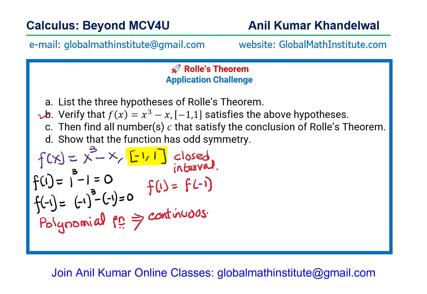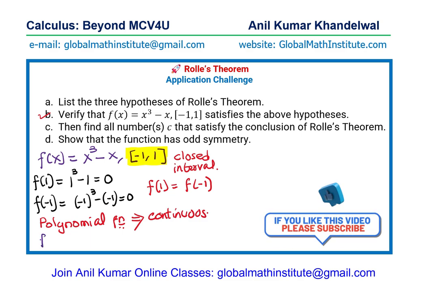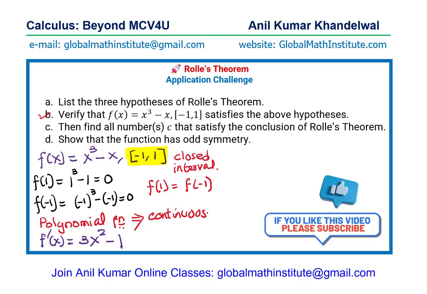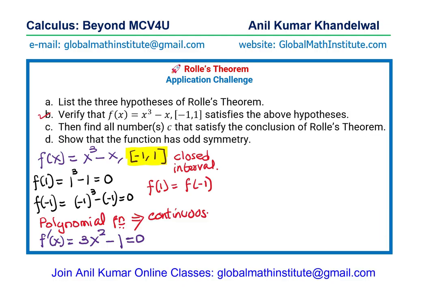It says find all numbers c that satisfy the conclusion, right? So we basically now need to find the derivative and equate it to 0. So 3x squared minus 1, the derivative of f of x. And if we equate it to 0, then we get the value of c.